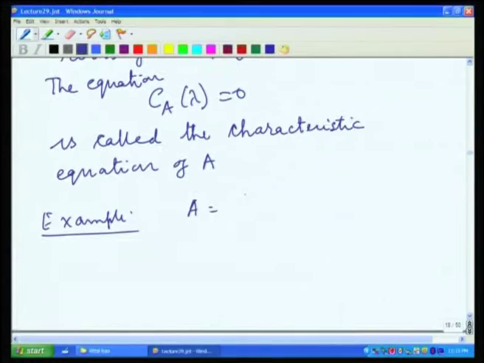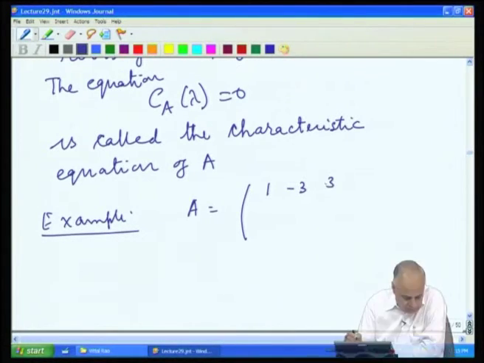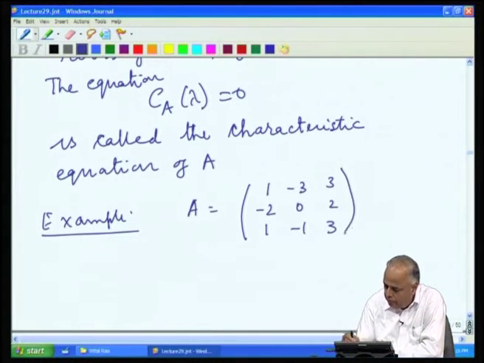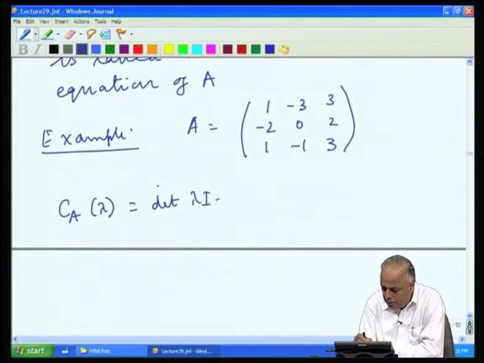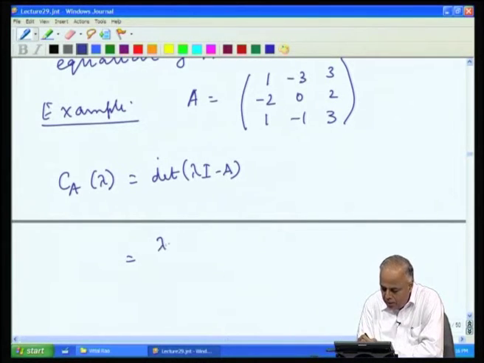Now, if you look at a simple example, one of our earlier examples, take the matrix A with rows 1, minus 3, 3; minus 2, 0, 2; and 1, minus 1, 3. Then what is C A lambda? It is the determinant of lambda I minus A. So, what is the determinant? It is lambda minus 1, 3. We have to negate A and stick lambda along the diagonal.